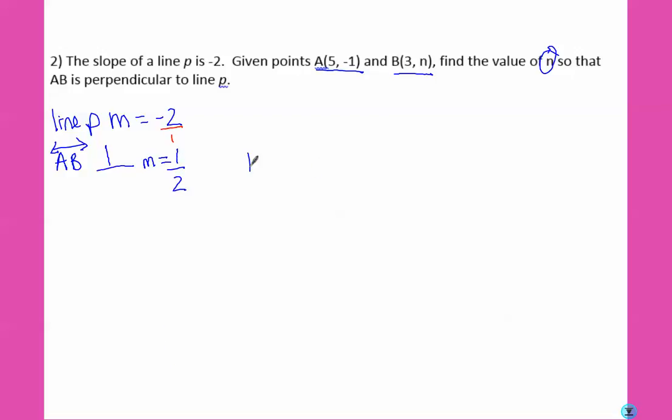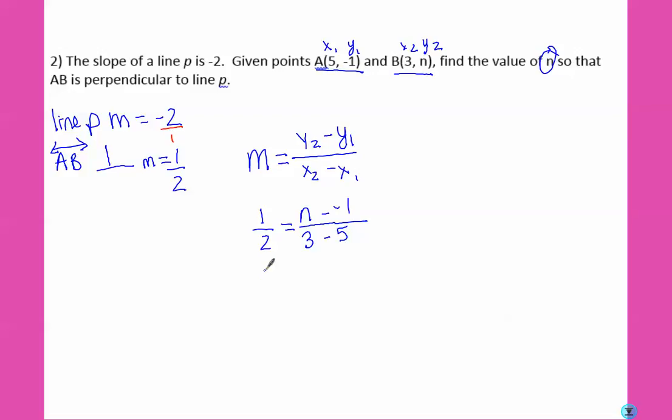So now I'm going to set up my slope formula. I know that slope equals y2 minus y1 over x2 minus x1. So 1/2 has to equal x1, y1, x2, y2. Plug in my numbers, so n minus -1 over 3 minus 5. So I'm going to simplify. 1/2 equals n plus 1 over -2. Since I have two fractions, what I can do, since this is a ratio technically, is cross multiply.